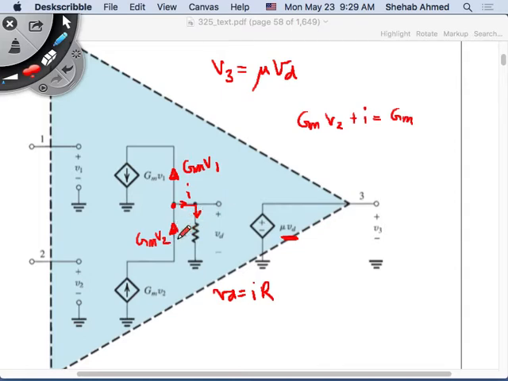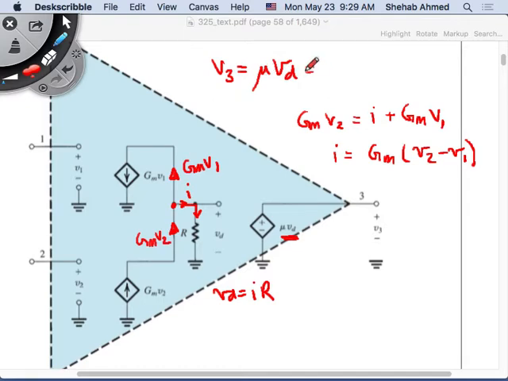GM times V2, so this is coming in. Which op-amp is that? They're just telling you this is an equivalent circuit for some op-amp. Okay, so GM times V2 that's coming in is equal to I plus GM times V1, right? So I is equal to GM times V2 minus V1, right? And then VD is I times R.